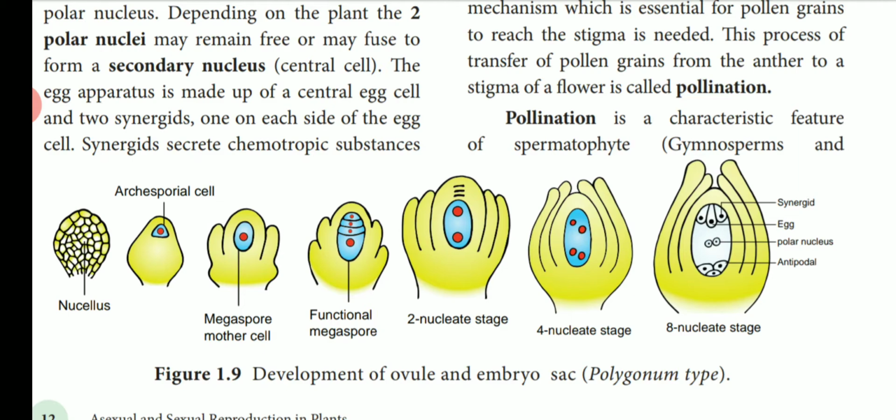Then this 2 nucleate stage undergoes division, and forms 4 nuclei. That you can see in the 6th diagram. The 2 nuclei have become the 4 nucleate stage. In the next diagram, this 4 nucleate cell undergoes division and forms 8 nucleate cells. That is how it is arranged: 3 nuclei at the micropylar end, 3 nuclei at the chalazal end, and 2 in the central portion. Those 2 are called polar nuclei.